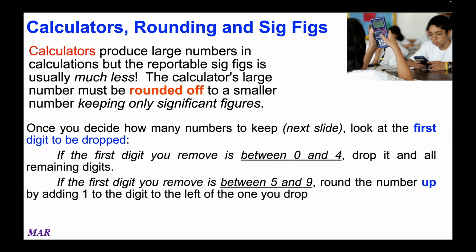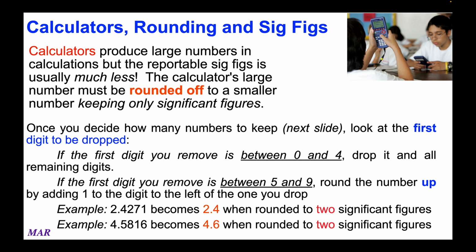So if the first digit you're going to drop is between 0 and 4, you just drop it and all remaining digits and leave the digit alone. On the other hand, if the first digit you want to drop is between 5 and 9, you want to round the number up by adding 1 to the digit to the left of the one you drop. And I'm sure that's as clear as mud.